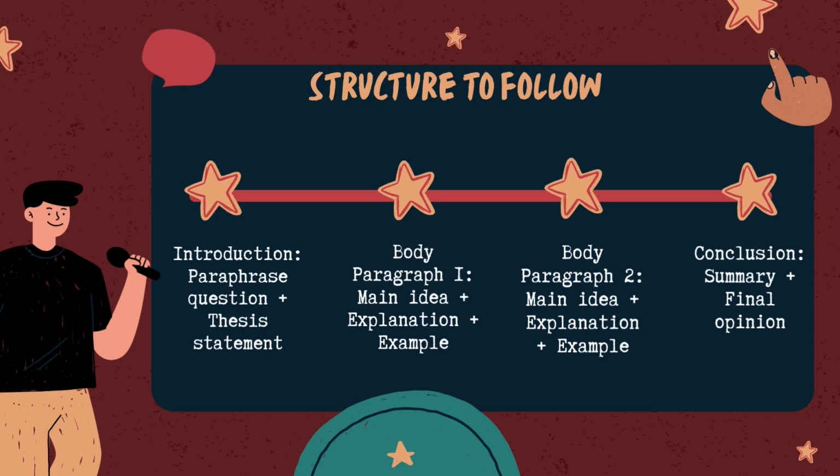conjunctions. So, a body paragraph one, it includes one main idea, explanation of one sentence, and one example. We move towards second body paragraph, and it includes second main idea with explanation and example. Then we concluded by giving summary of two lines and your final opinion if it is opinionated essay.